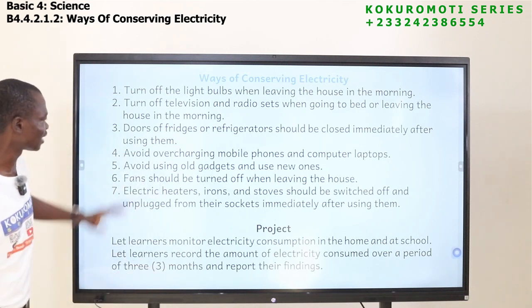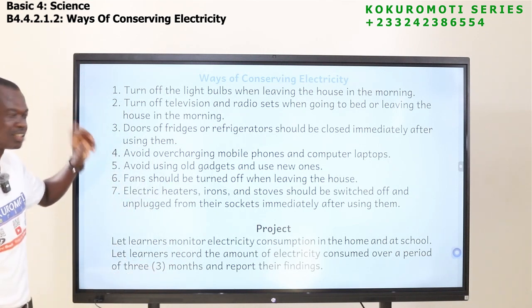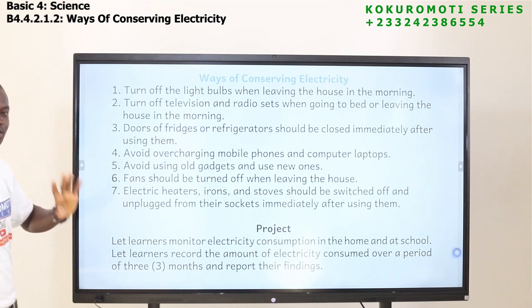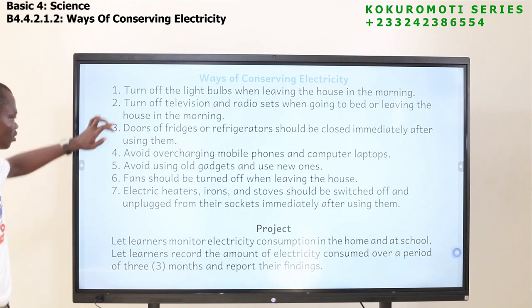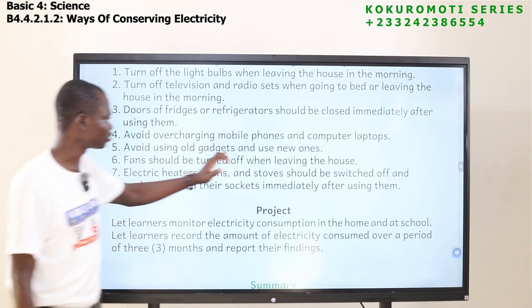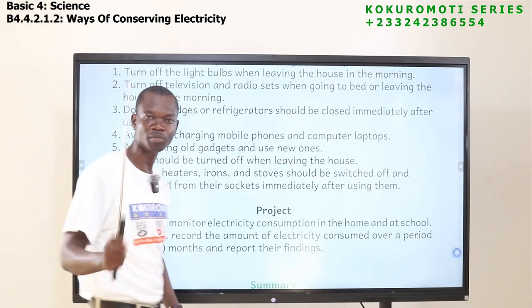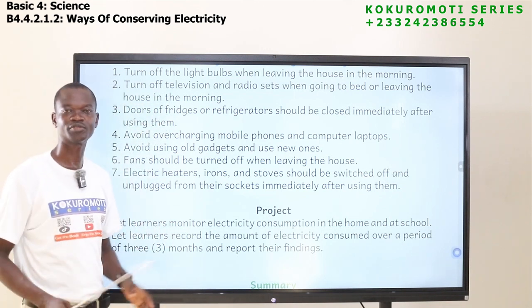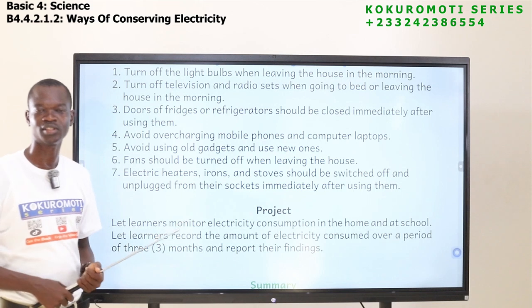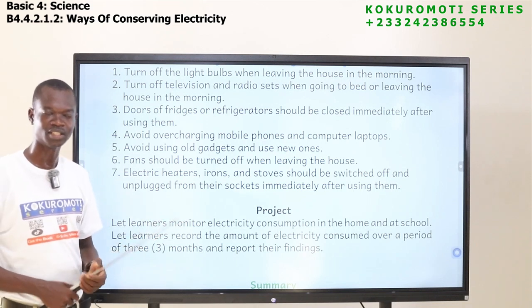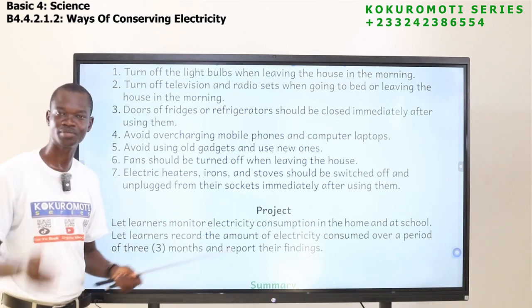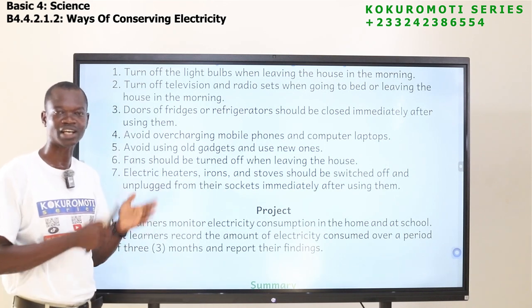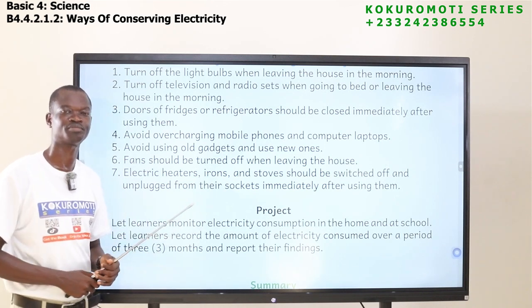Okay, so the 3 things that I have mentioned, your bulbs, your television, radio, your fridge, please, if you are not around, make sure you turn them off. Number 4, avoid overcharging mobile phones and computer laptops. So if you have a mobile phone, please, if you are charging, just be around. Make sure the moment it gets full, you unplug it and then you take it. Don't leave it on and sleep, because in the night it will get overcharged, and that can even affect or damage your phone.